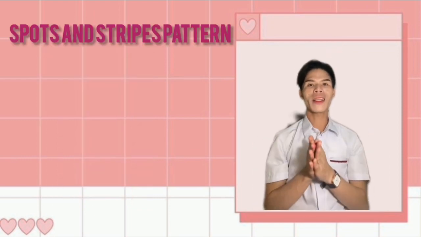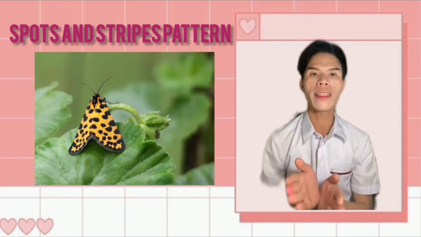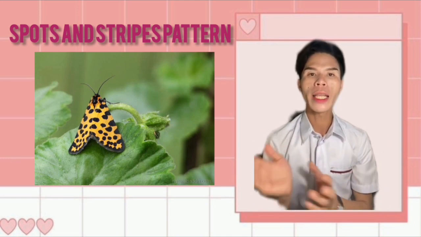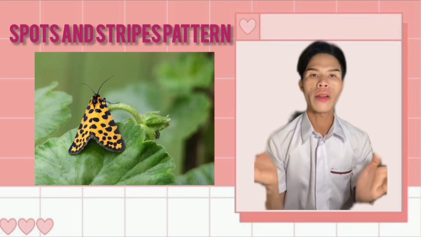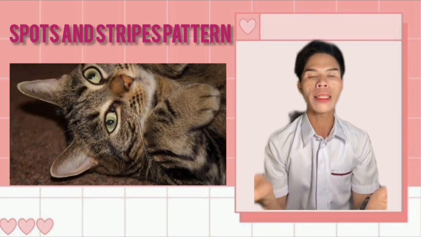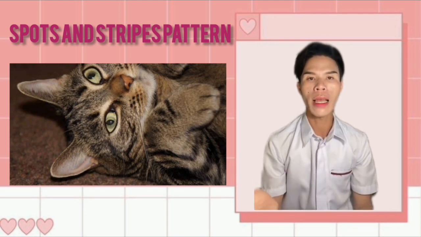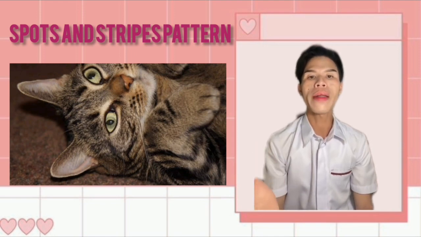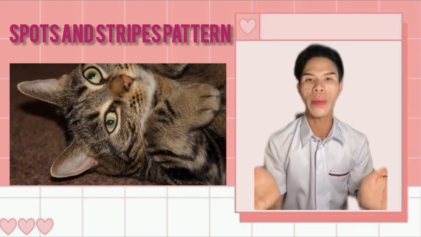Next, we have the spots and stripes pattern. A spots and stripes pattern on a butterfly refers to the distinct markings on its wings, often consisting of colored spots and stripes, which can vary in size, shape, and color depending on the species. Another example of the stripe pattern is in cats, called the tabby pattern, and it's the most common coat pattern in domestic cats. Tabby cats can be many colors, including brown, gray, orange, or black. So that is the example of the spots and stripes pattern, the cats and the butterfly.